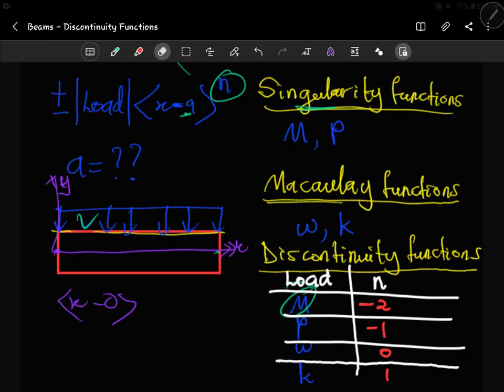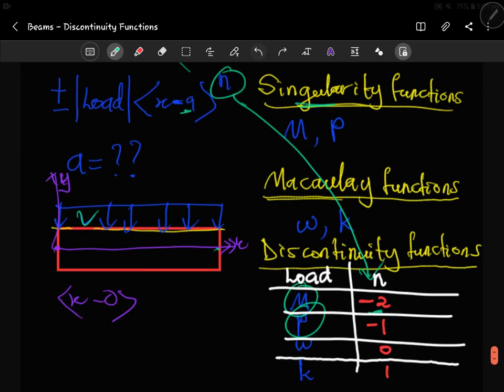There are some things that are fixed, because they are functions that have been predetermined to make the work easier. So this n is what we have here. If it is a moment, the n is minus 2. If it's a point load, minus 1. If it's a uniform distributed load, 0. And if it's a linear distributed load, 1. Are we okay? So that's it.